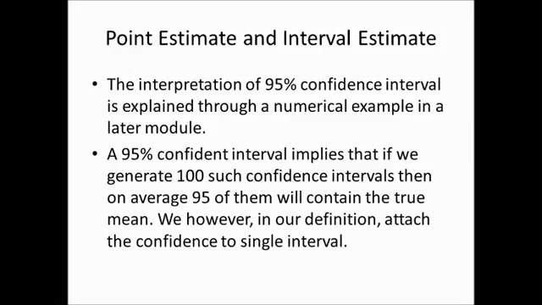However, in our definition, we attach the confidence to a single interval. We just generate one interval with 95% confidence and we say the true mean lies in this interval with 95% confidence. But the true meaning is not with a single interval, but that, on average, 95 out of 100 such intervals will capture the true mean.